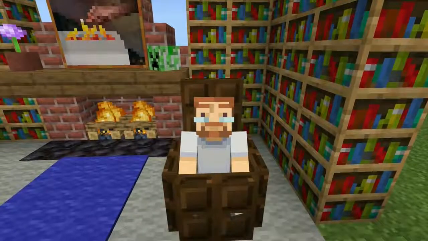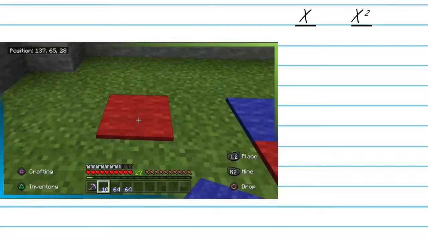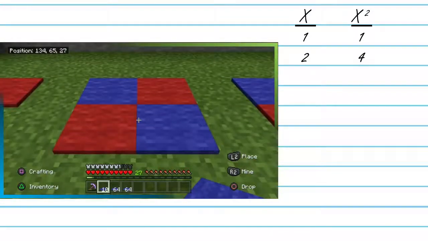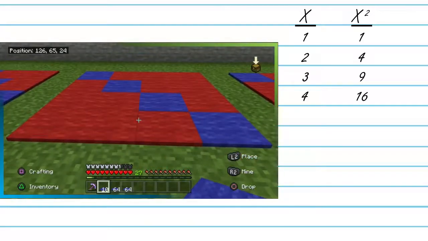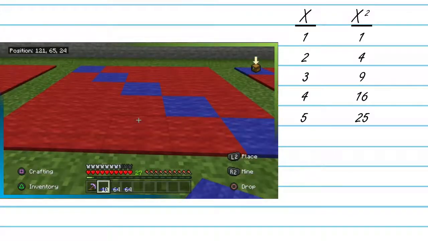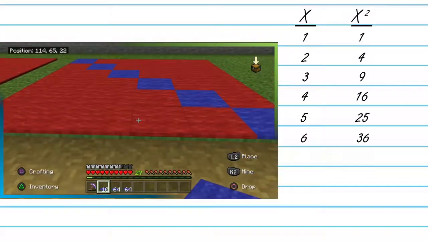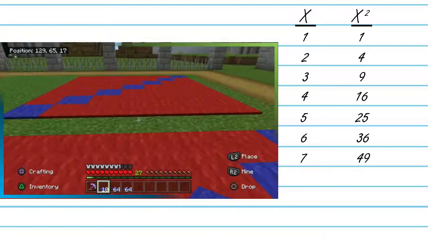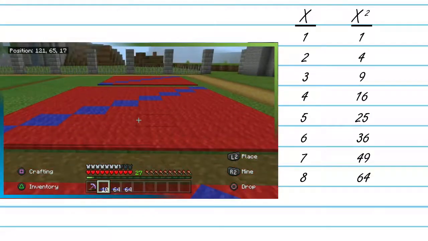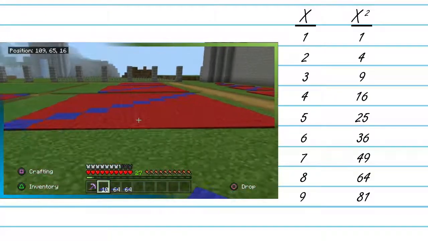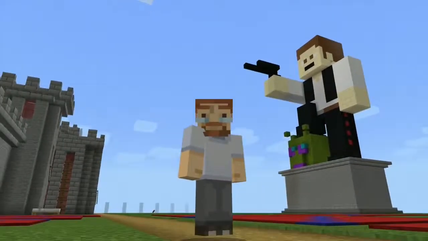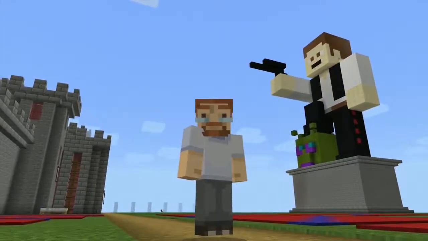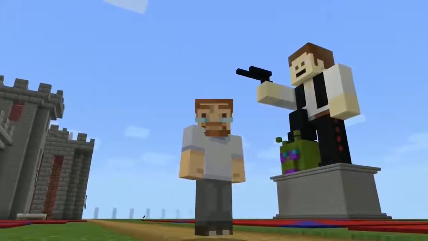Let's make a table of numbers and their square. So, let's run down the list. 1 times 1 is 1. 2 times 2 is 4. 3 times 3 is 9. 4 times 4 is 16. 5 times 5, or 5 squared, is 25. 6 squared is 36. 7 squared is 49. 8 squared is 64. 9 squared is 81. 10 squared is 100. The square of a number is just the number times itself. So we have our table of numbers and their squares.